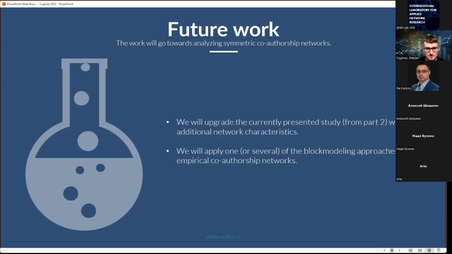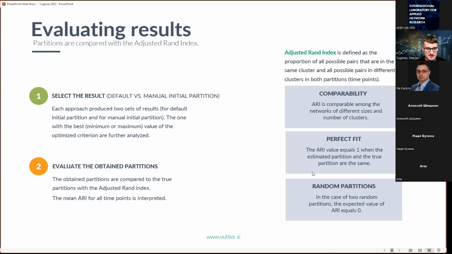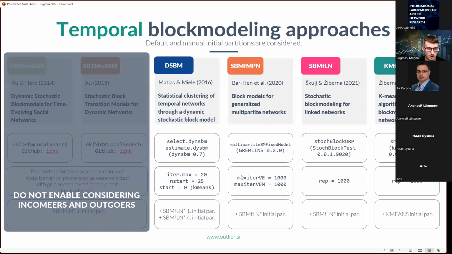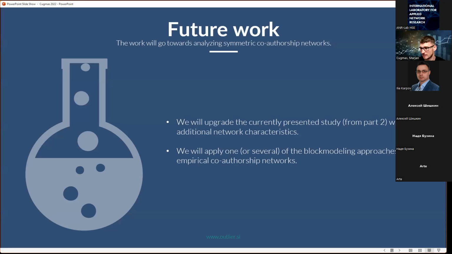We will upgrade this study with additional network characteristics, maybe more time points, and then we will apply one or several of the block modeling approaches. We'll see which one will be the best on empirical co-authorship networks. We know these networks quite well now, so we will be able to say something about the validity of this block modeling approach, and then we will also consider new data. As you can see, these data are until 2010. We now have data till 2020, so we will extend this study into 3 time points or something like that, definitely with new data and possibly using this temporal block modeling approach.